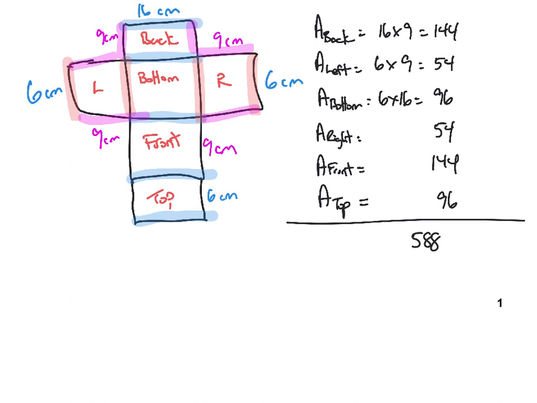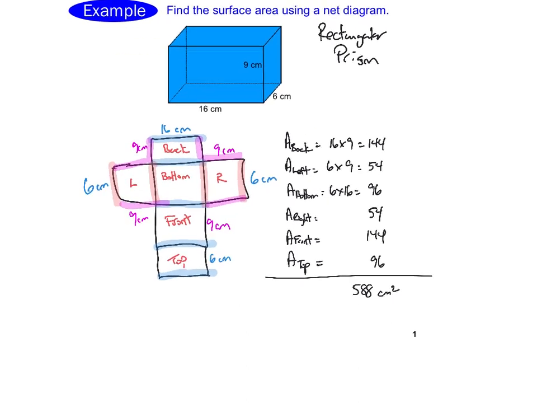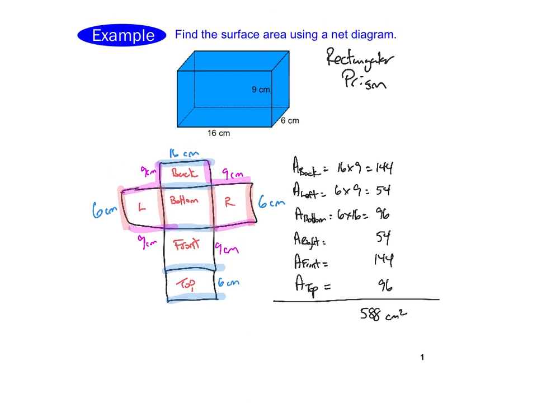I think you get 588, and it's centimeters squared. Can somebody tell me whether that's the correct answer? 588 when you add all those together? So the surface area of this rectangular prism is 588 centimeters squared, and that's how we do it. Okay? And we will move on then.